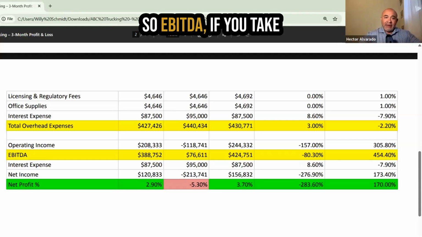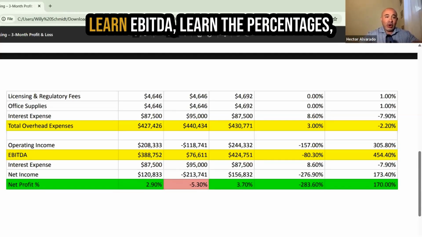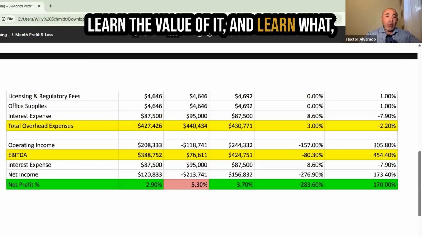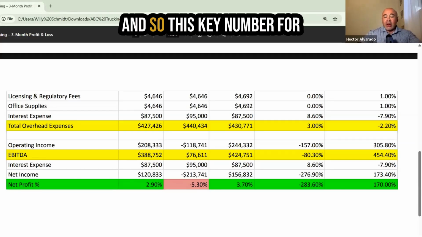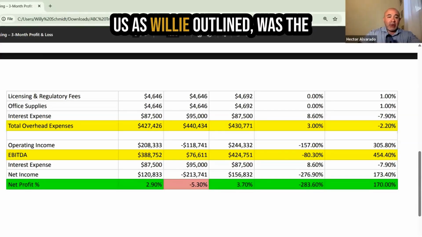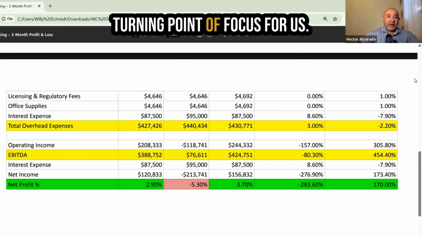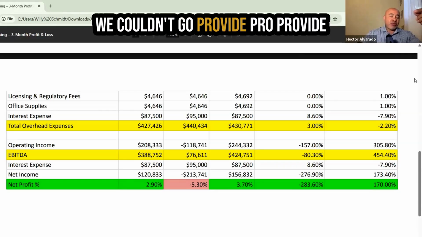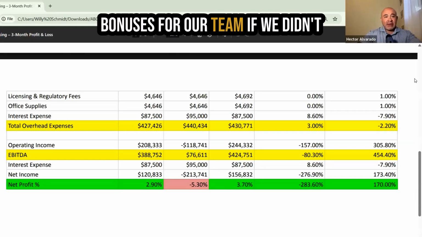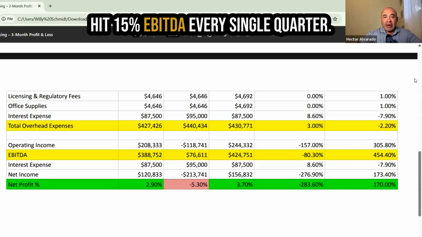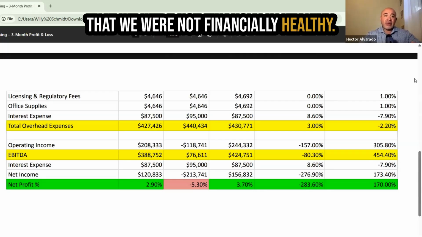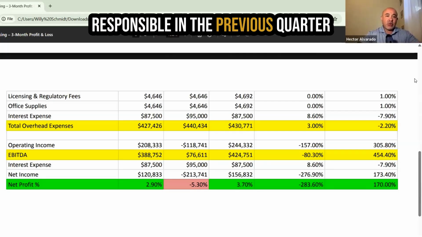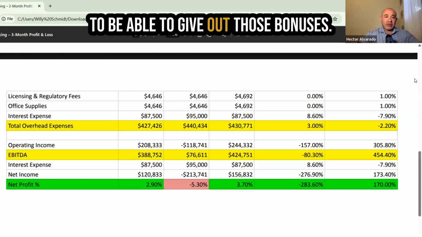So, EBITDA, if you take anything out of today's call, learn EBITDA, learn the percentages, learn the value of it, and learn what makes up the EBITDA amount. And so this key number for us, as Willie outlined, was the turning point of focus for us. We couldn't go provide bonuses for our team if we didn't hit 15% EBITDA every single quarter. We just couldn't, because it meant that we were not financially healthy. We had not been financially responsible in the previous quarter to be able to give out those bonuses.